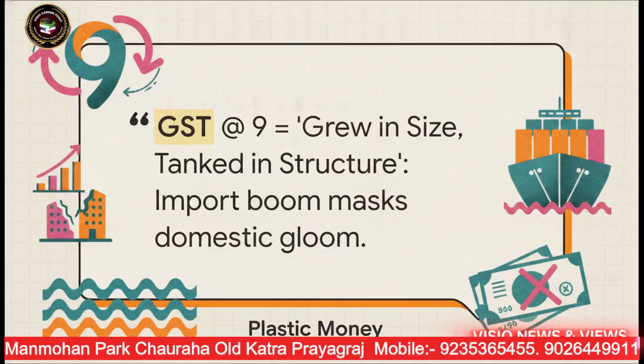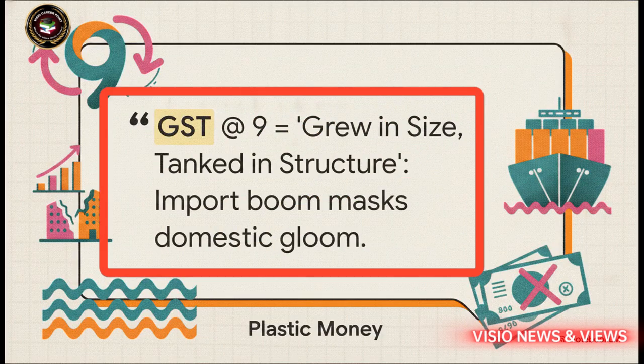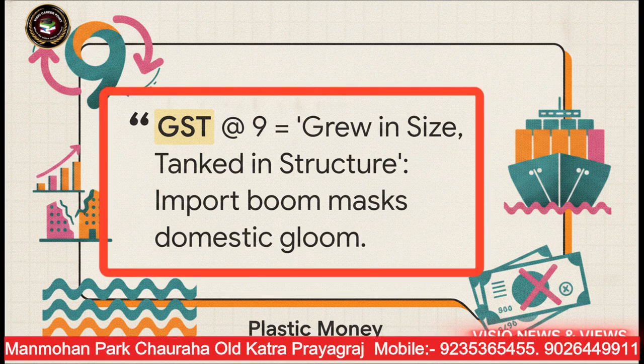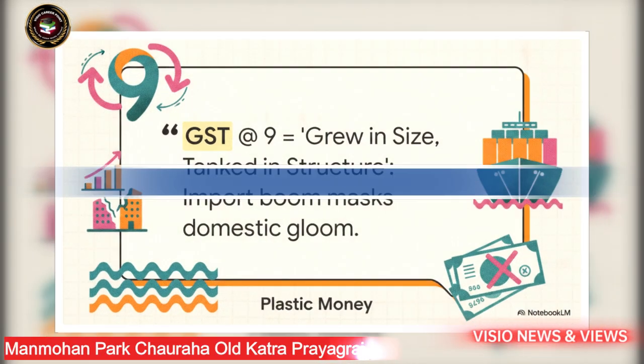All right, here are your GS3 memory hooks. Jot these down. GST at 9 equals grew in size, tanked in structure. And for the RBI's new currency evaluation, polymer notes equals plastic money, tough to tear and tough to fake.